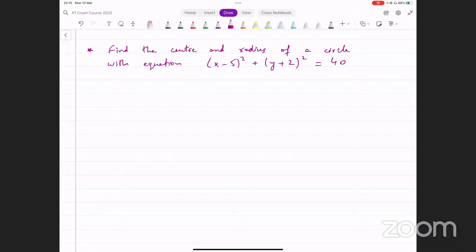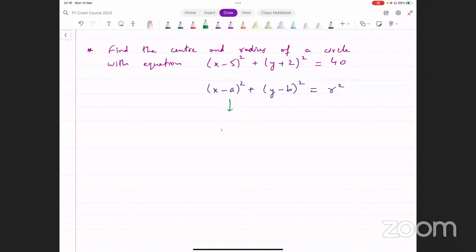So we have this equation of a circle, and we need to find the center of the circle and also the radius. These are the two things we're looking for. Now remember what the standard form looks like: x minus a whole squared plus y minus b whole squared equals r squared. Now you just compare these two.